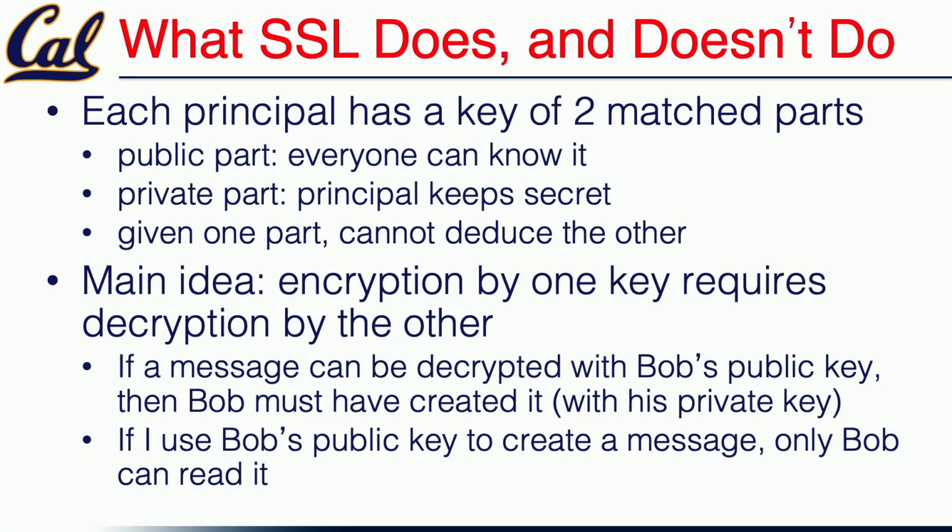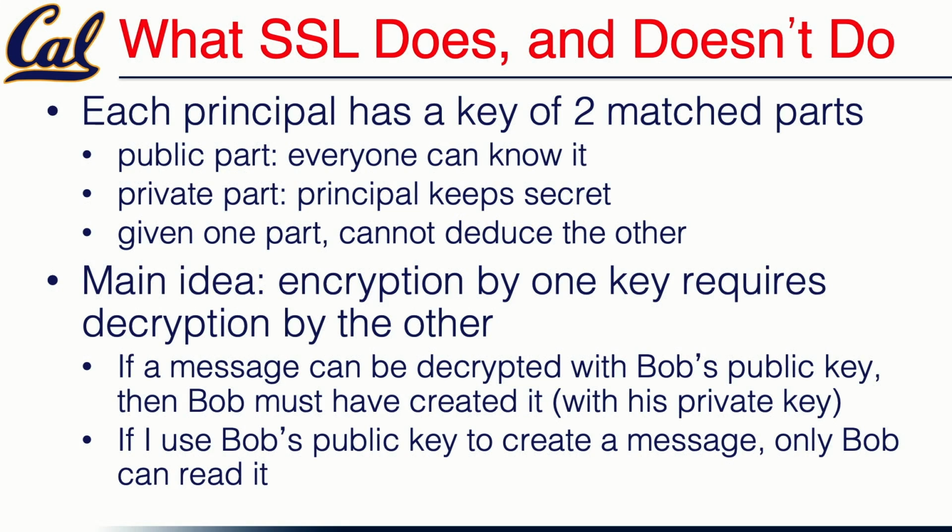Conversely, if I use Bob's public key to create a message, then only Bob can read it, because if the public key is used for encryption, you have to use the private part for decryption. So this is a way for me to create a message, since everybody knows the public key. Anybody can create a private message for Bob, and only Bob can read it.